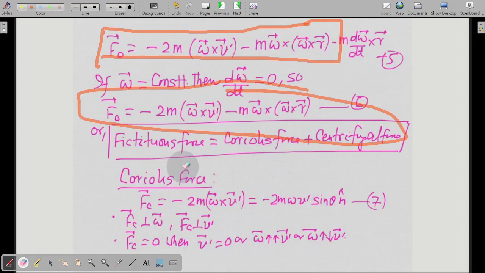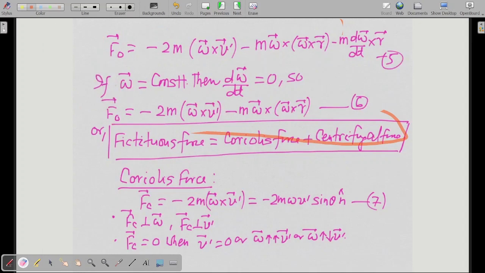So let me erase all these things. So the force equals, this was your Coriolis force, we have already seen. This is your centrifugal force, so we have written centrifugal force over there. This is your Coriolis force, so we have written Coriolis force over there, right? So your force is like this. Now your Coriolis force Fc equals minus 2m omega cross v prime. You can certainly expand the thing.